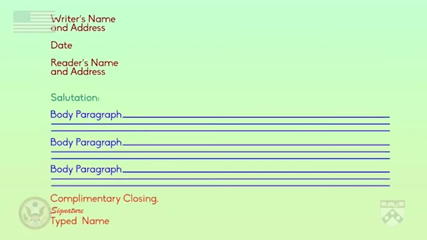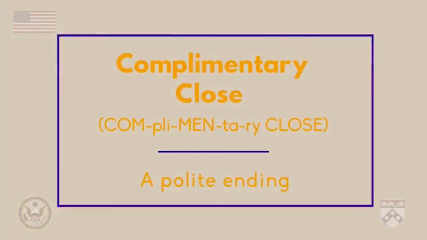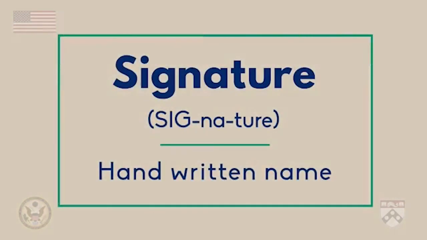The end of the letter includes a complimentary close, a signature, and the applicant's typed name. The complimentary close that is used most often is "Sincerely," followed by a comma. The signature is usually handwritten by the applicant, followed by the typed name.